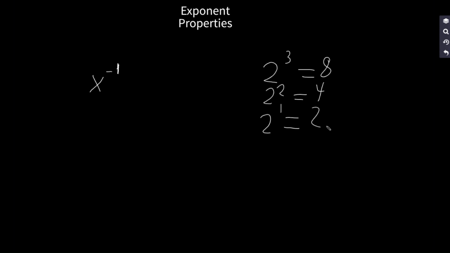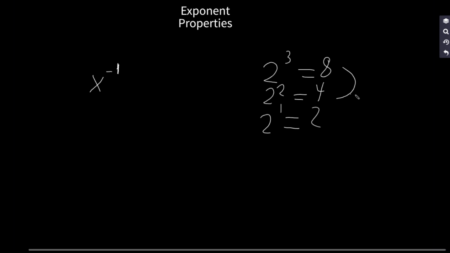Now, you might be asking, where are we going with this? Well, if you look, in each successive column, we're going down by 2. We're dividing by 2. And this kind of makes sense when you think of this. 8, that's 2 times 2 times 2. 4 is 2 times 2. And 2 is just 2. So we're removing one 2 each time. So we're dividing by 2. All right, so let's continue this pattern.